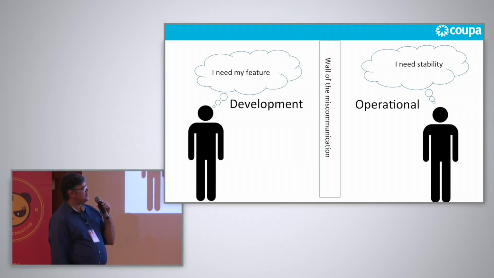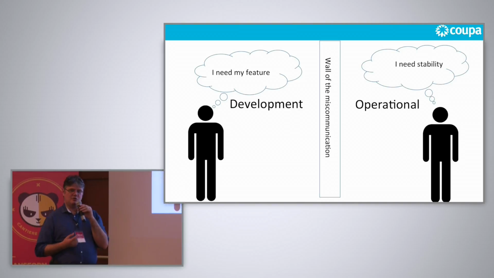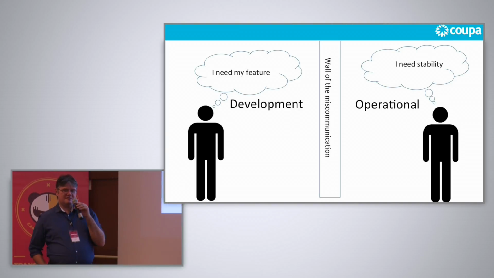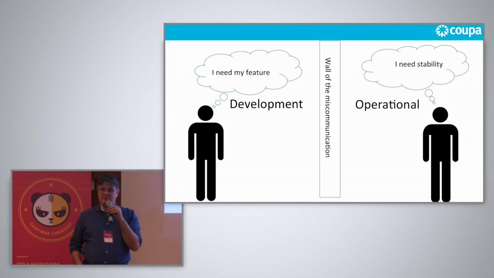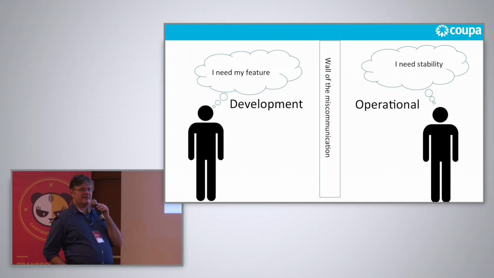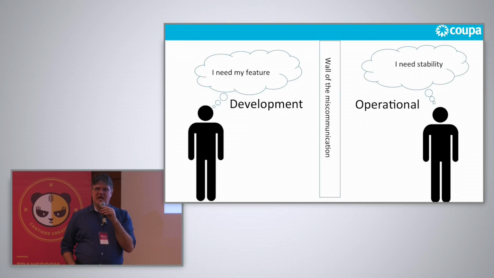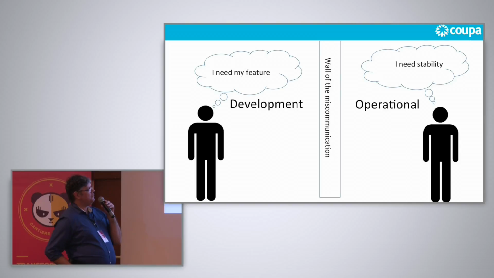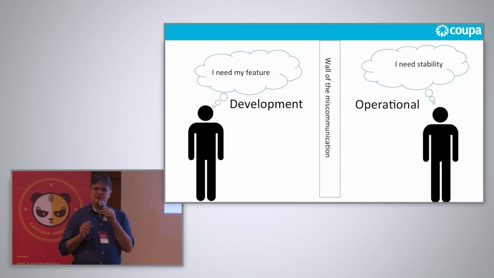This is one of the pictures when we're working, I like to expose. A developer wants your feature, and sometimes it happens that an operational needs the system to be stable, because if it's not stable you must stay hours trying to fix the problem. What is broken, these guys, is the wall of miscommunication. They never communicate to each other what we have.